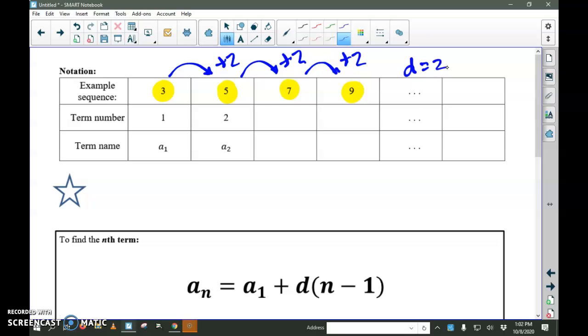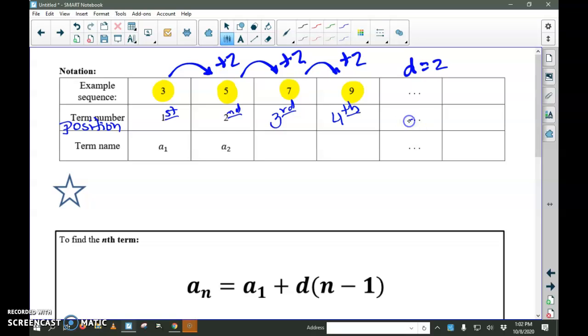So let's take a look at what this term number means. Term number means what position? What position is the number in the list? So for example, 3 is in that first position in my list. And 5 is the second number in my list. So 7 would be the third number in my list. And 9 would be the fourth number in my list.